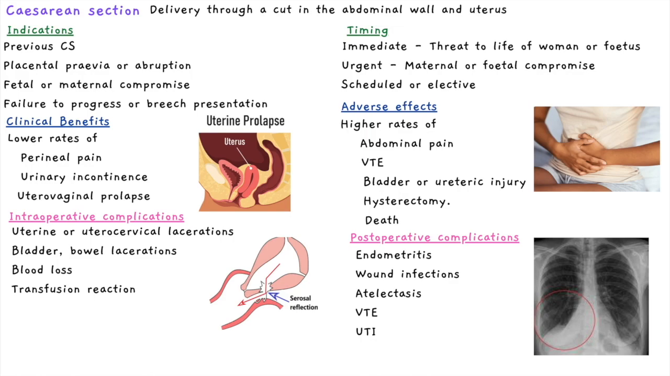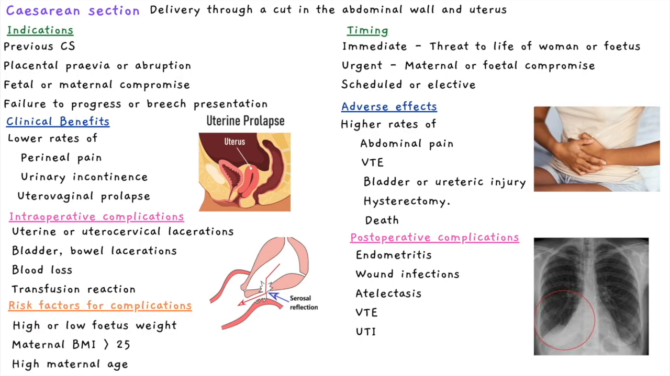Post-operative complications include endometritis, so inflammation of the endometrium, wound infections, atelectasis, pulmonary embolisms, and UTI, so common post-operative fever causes. So we also want to consider risk factors for complications. There may be high or low fetal birth weight, a higher maternal BMI of 25, and a higher maternal age.